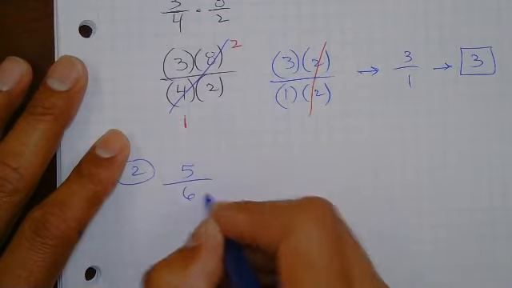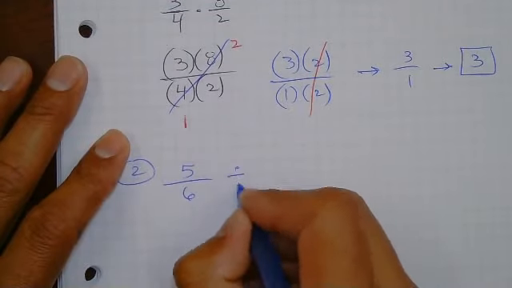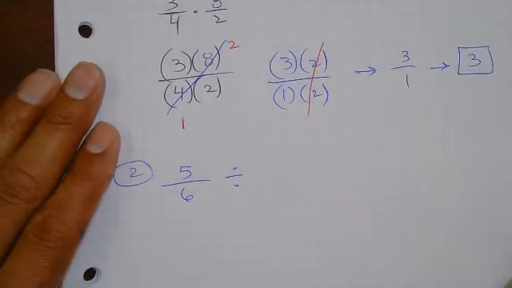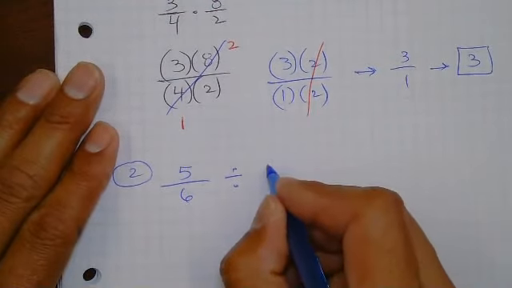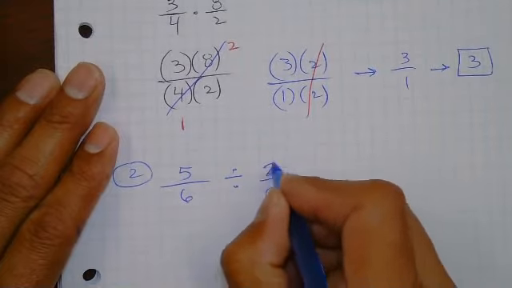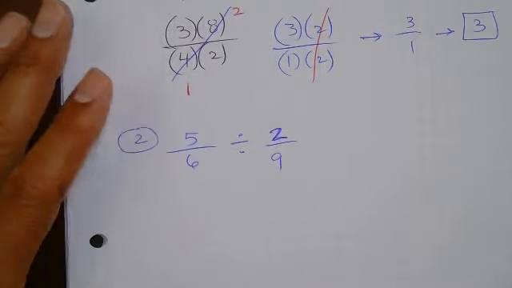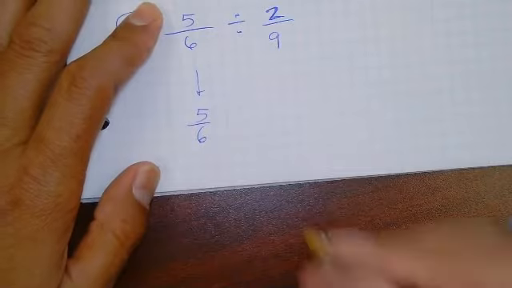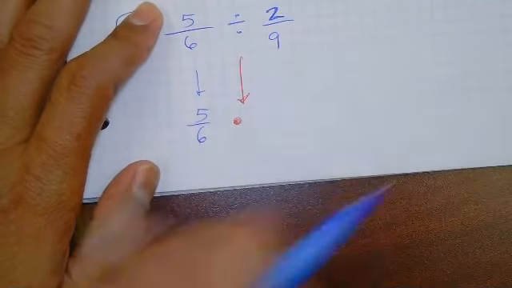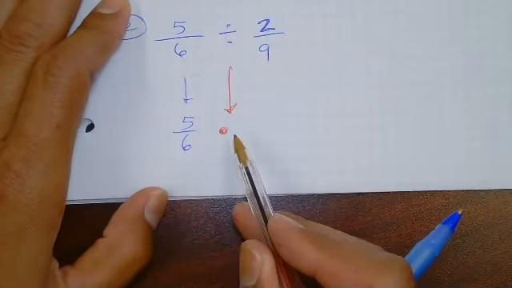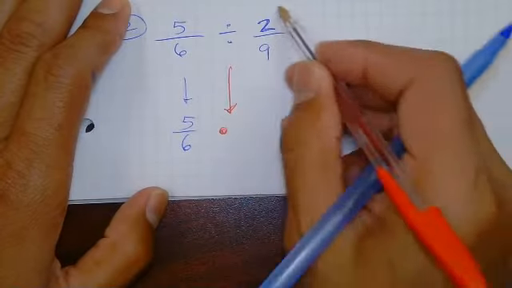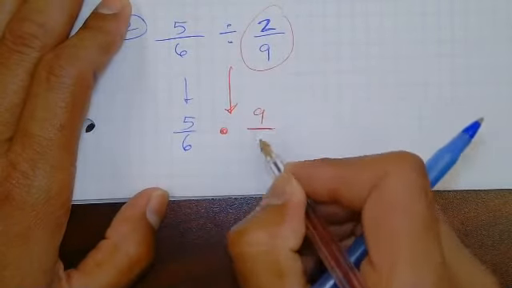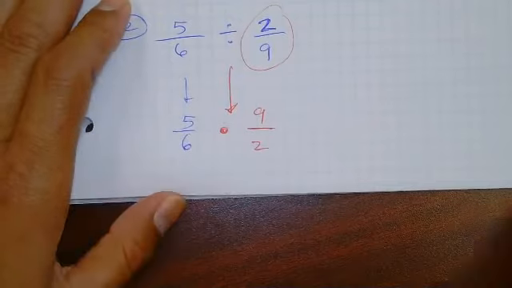How about 5/6 divided by 2/9? Well, this one stays the same. This changes to a what? A multiplication. We change the division to a multiplication, but then this has to do what? Reciprocal, right? 9 over 2.